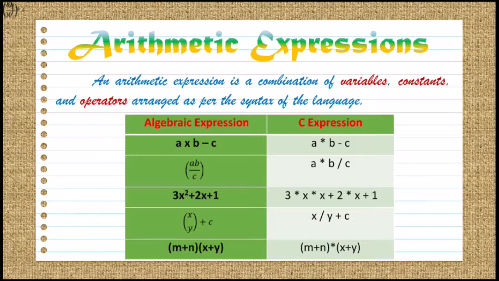The fourth equation is x divided by y plus c. The same expression is written as x divided by y plus c. The fifth example is, in bracket, m plus n, and in another bracket, x plus y. The same equation is written in C as, in bracket, m plus n, into x plus y.